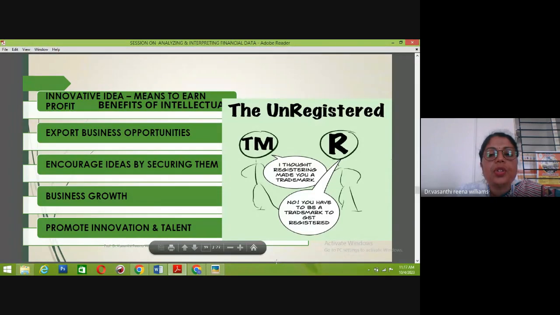The next one is business growth, of course, and then it also helps to promote talent. Nowadays, we find a lot of new ideas coming from youth, not the elderly or experienced people. Most of the ideas are coming from youth, and these are all implementable. I think many of us would have seen that on television, in the news channels, where they show youngsters coming up with very innovative ways in which some things can be done. When the right is given to them, it encourages them to come up with more. It encourages others also to come forward with their ideas and share.